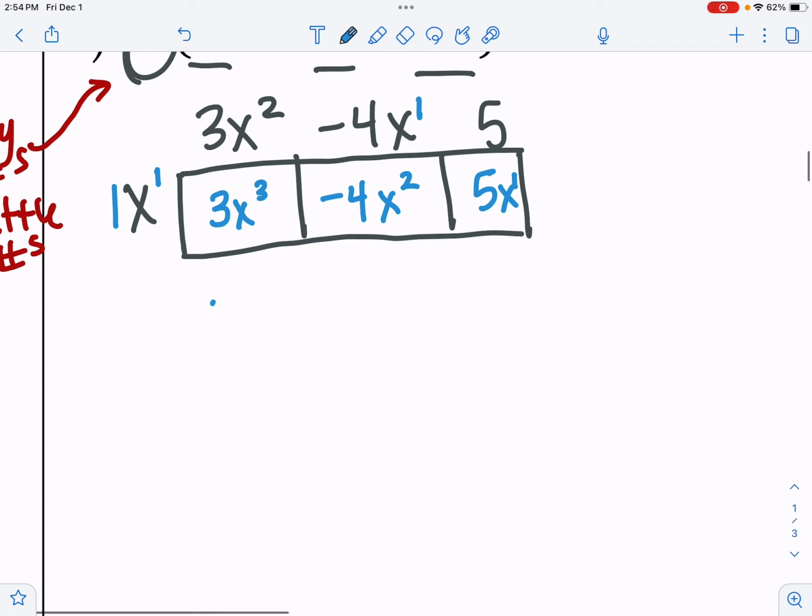And so for your final answer, writing it from highest exponent to lowest exponent, don't write the 1 in the exponent for your final answer. They'll count that wrong.